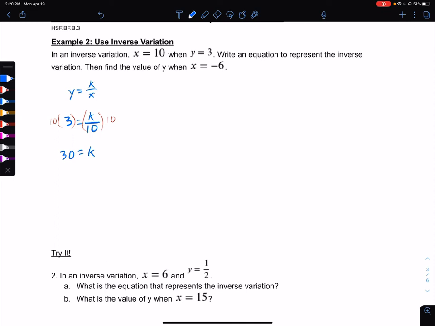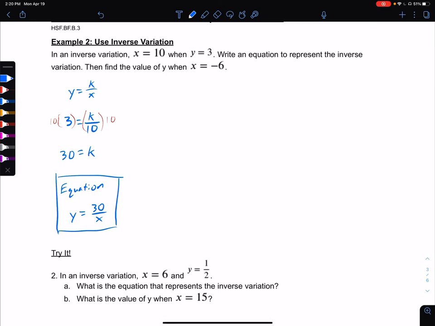Next, write an equation to represent the inverse variation. Okay, so let's write that equation. Our k value, so that equation would be y is equal to 30 over x. All right, so this would be the equation, the first part of the request from them.